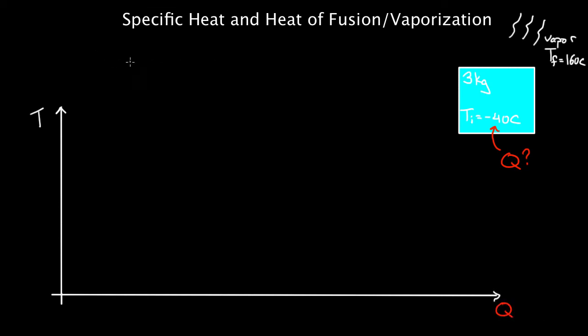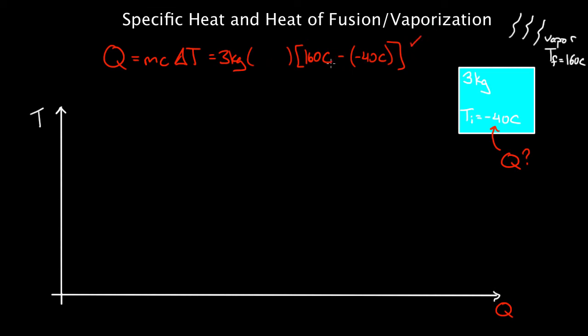Let me quickly show you how not to do this. A naive approach would say, okay, Q equals MC delta T. My M is 3 kilograms. My C is, well, whatever my C is. I'll talk about that in a minute. Delta T, my final temperature is 160 degrees Celsius. My initial temperature is negative 40. You can't forget the negative sign. And I just plug in my specific heat and I find my value.